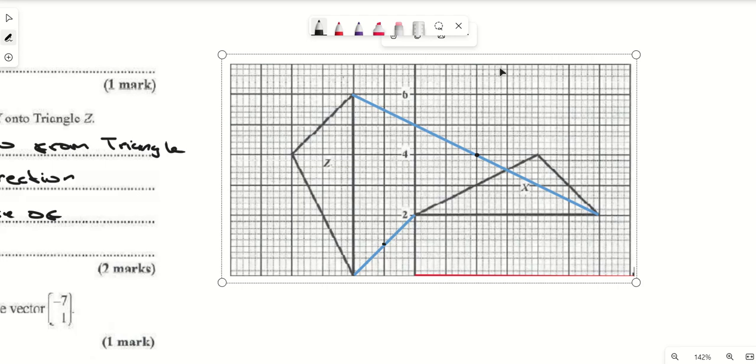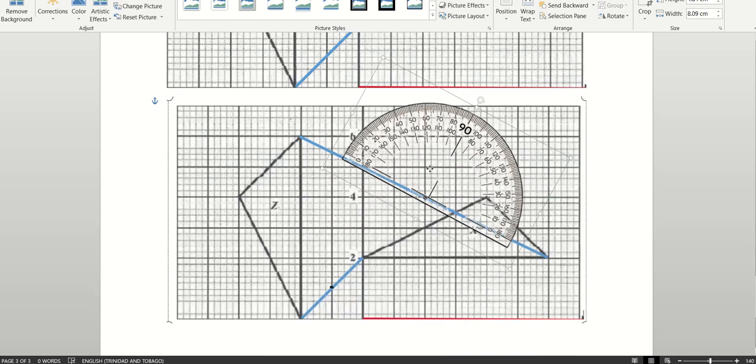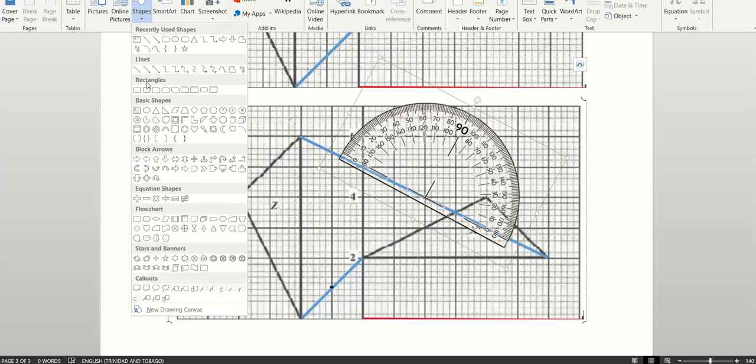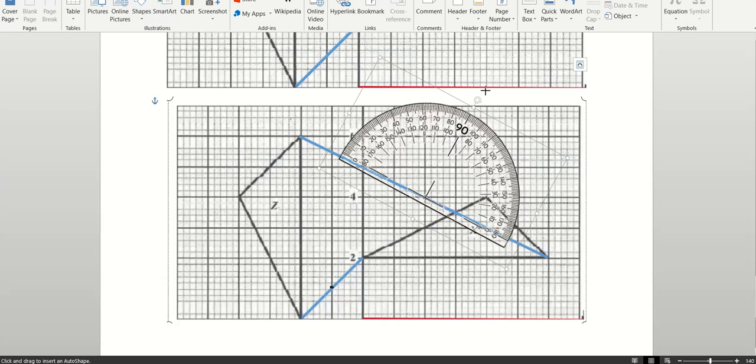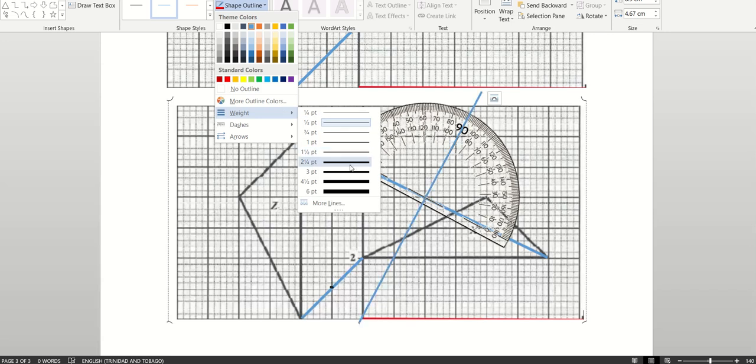Then after you find the middle of the line, you're going to line up your protractor to draw the perpendicular bisector of those lines. Right, so we're going to line up our protractor with this line here, where the T of your protractor is going through the black point there. Then you're going to take your shapes, and you're going to draw a line that is 90 degrees. So I'm just going to draw it and elongate the line. Let's make this a little bit bigger so we can see the line.